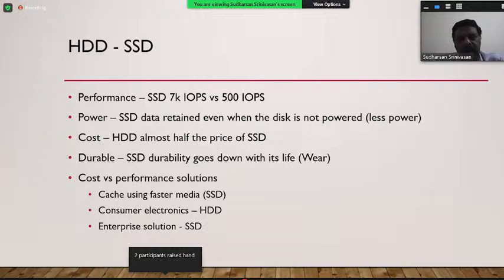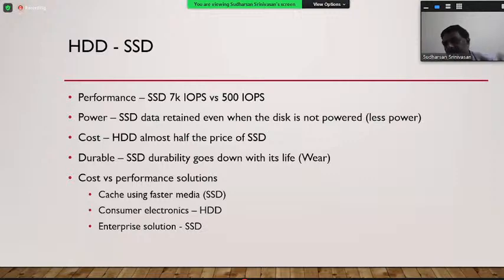SSDs are preferred now for two reasons: one, performance, and another, power. I'll tell you why. IOPS stands for IO per second. A read is an IO, a write is an IO. Typically the performance of a drive is measured by IOPS, and in some cases specifically the read performance and the write performance. A hard disk drive can do about 500 IO per second, which means you can write or read 500 bytes per second.